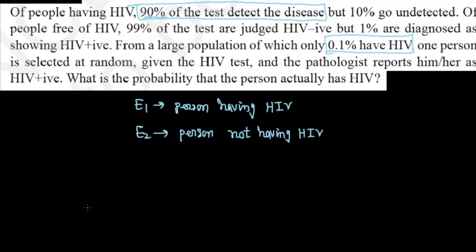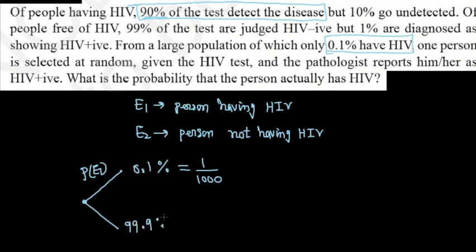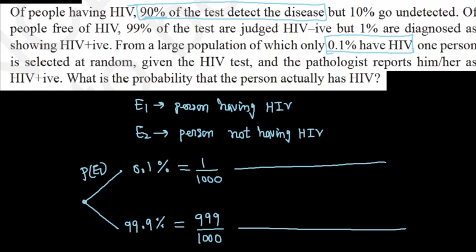Okay, so we will write now. The probability of a person having HIV is 0.1%, which is 1 by 1000. Previously we discussed, right? In the same way, the probability of a person not having HIV is 100 minus 0.1%, which is 99.9%. This can be written as 999 by 1000. Next, A is the event of getting a positive result.